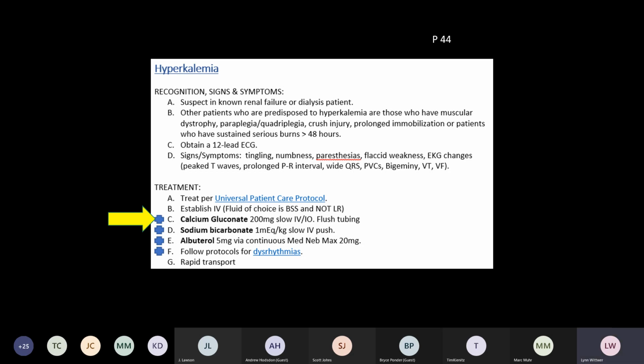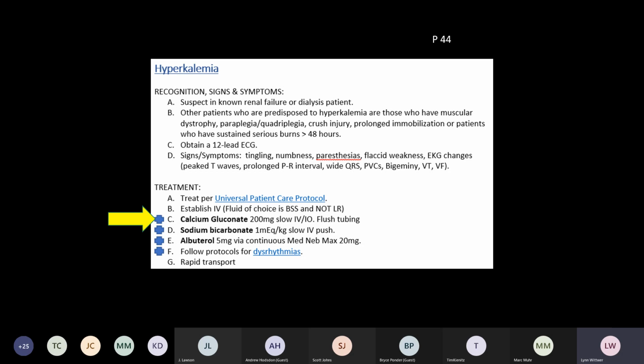IV fluid of choice. Calcium gluconate, slow push. Sodium bicarbonate, 1 milliequivalent per kilo, slow push. Albuterol, 5 milligram continuous med-neb with a max of 20 milligrams. Now, follow any procedures for dysrhythmias, and then for most, you're going to be following the 12 lead. Your 12 lead should improve.